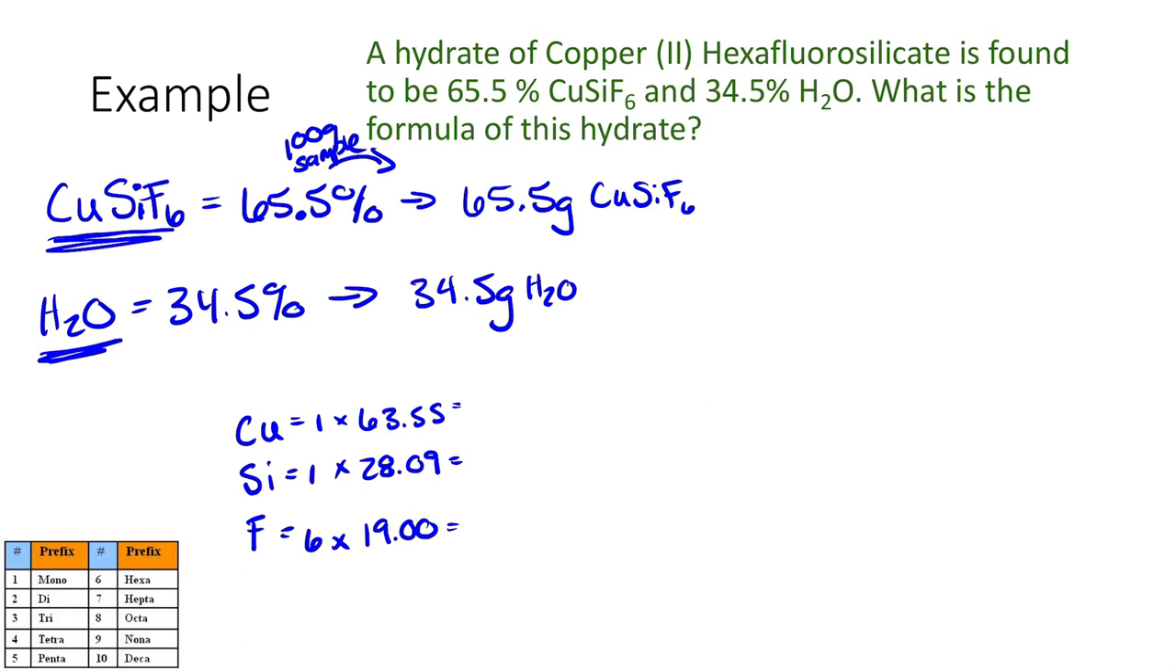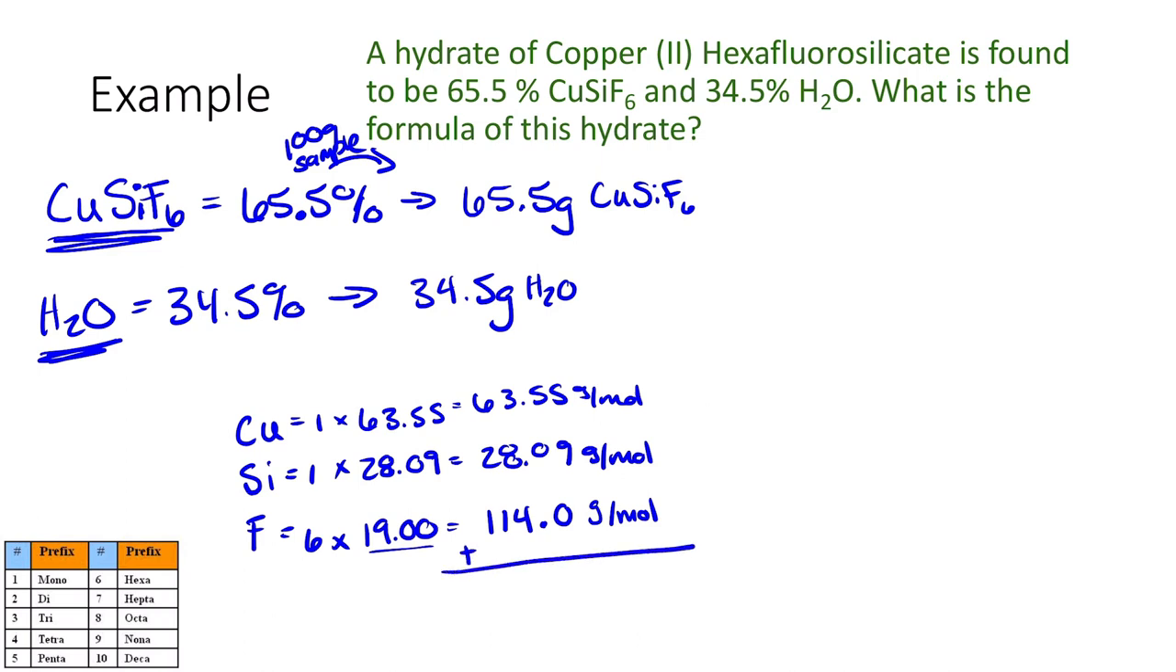So let's see. This is going to be 63.55 grams per mole, 28.09 grams per mole, and 19 times 6 is 114. And with this one right here, I only have 4 significant digits, so I want to only put 4 significant digits in this answer. And we want to pay attention to our decimal places when we add these together, because if we're paying attention to significant digits, I'm now only going to have 1 decimal place because this one only has 1. So let's go ahead and just add our numbers up.